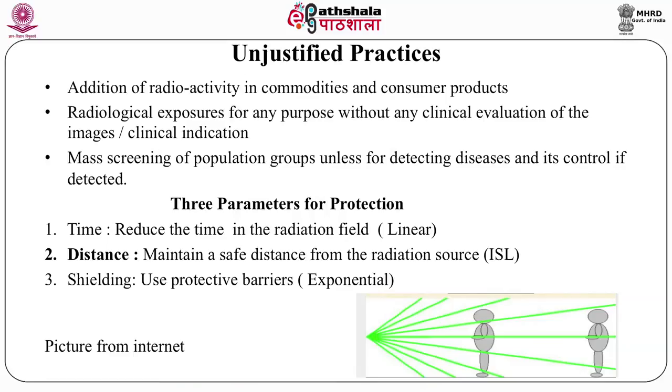The second parameter is distance. That means maintain a safe distance from the radiation source. In this case, distance is a very critical parameter. With distance, radiation exposure decreases or increases as per the inverse square law. That means if you increase the distance of a person from the radiation source by twofold, the exposure goes down by fourfold. So it is a very effective means of reducing exposure.